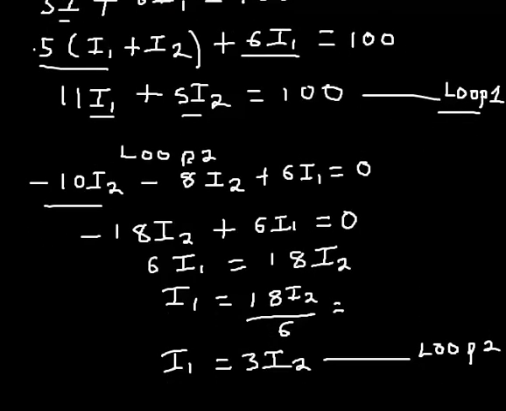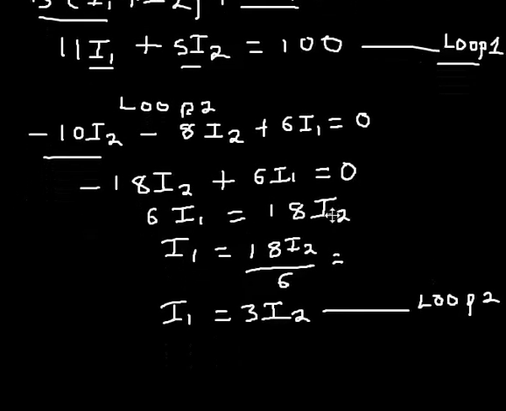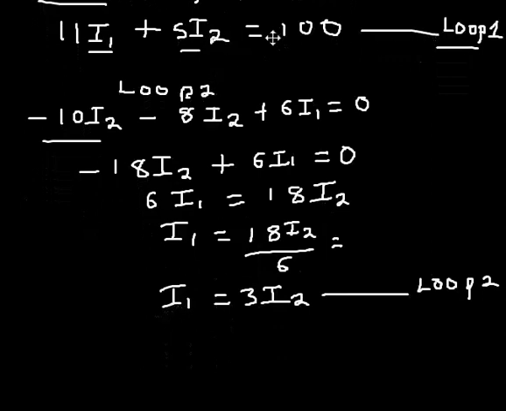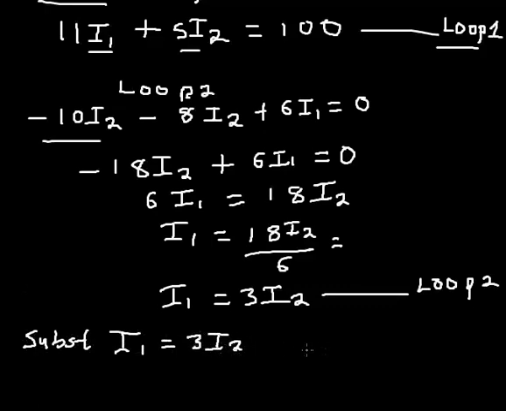So now let's solve that. I can solve it by substitution. To be easy, I will substitute I1 into the loop 1 equation. So I will substitute I1 being equal to 3I2 into loop 1.